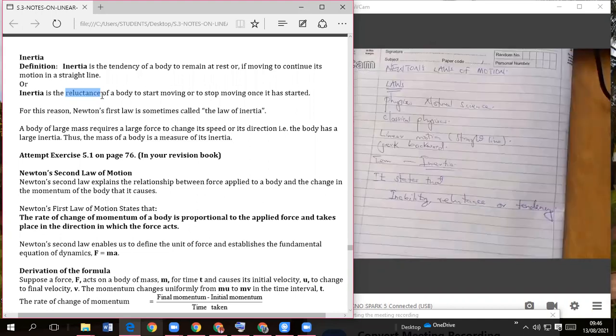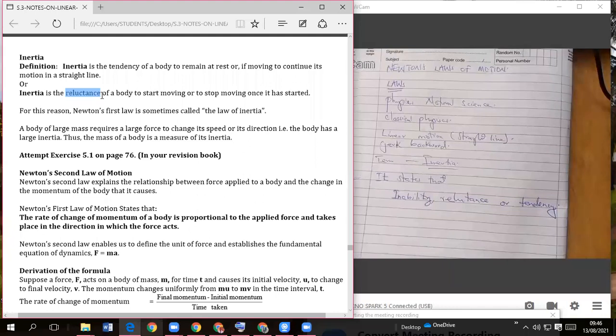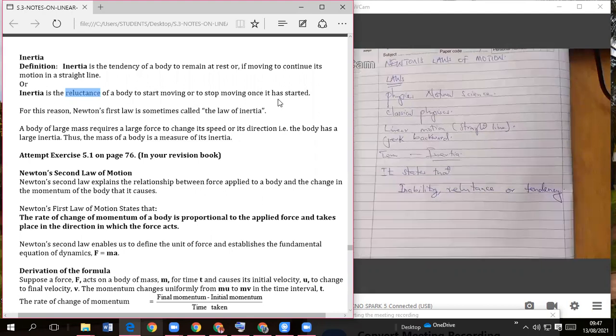Are you together? All mean the same thing. So someone can say inertia is the inability of a body to remain at rest or to continue moving in a straight line. Or someone can say it is the reluctance of a body to start moving or to stop moving once it has started motion. Or someone can say it is the tendency of a body. Just use one of those words. Don't use all of them. Pick one and use it. Members, are we together? Yes, teacher.